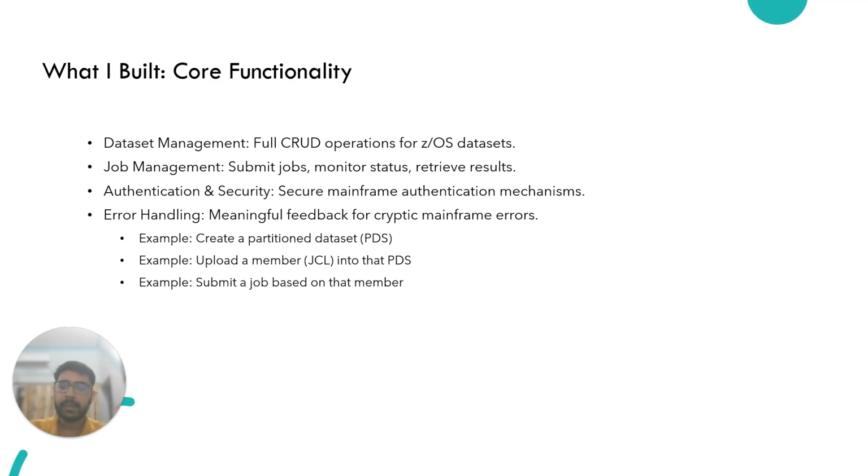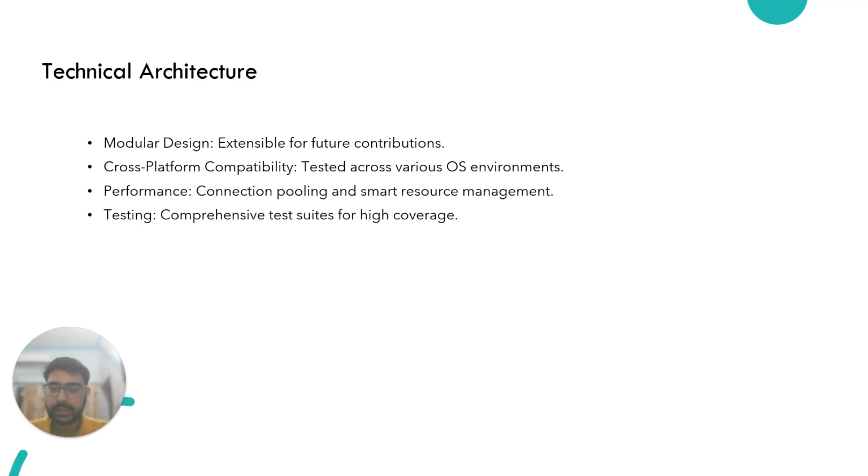I've kept in mind that authentication is security, since you know that Open Mainframe projects are used by different financial institutions and banks. So keeping security is the main aim. The next thing I kept in mind is error handling: getting meaningful feedback from cryptic mainframe errors. If anything fails, there should be proper error handling.